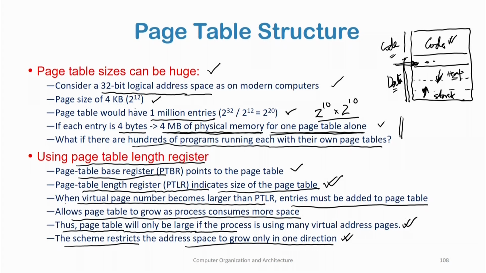Now, when I have a single page table length register, this obviously allows the page table to grow in one direction, but here is the problem. We are seeing that in typical virtual memory, the virtual address space structure of a process needs to grow in two directions and not only in one direction. So, how to solve the problem?